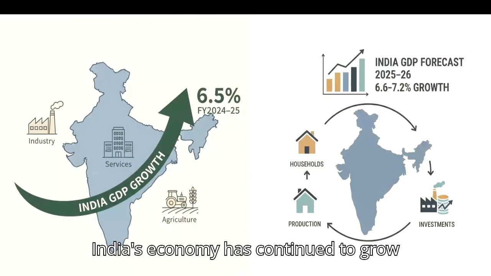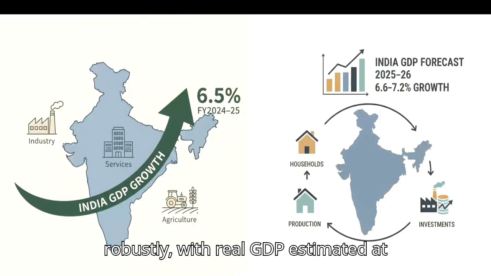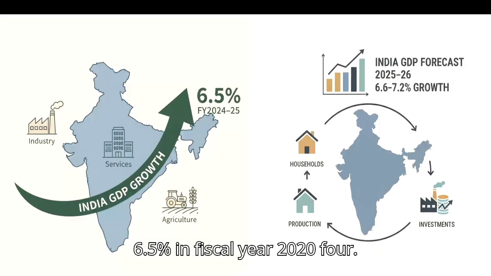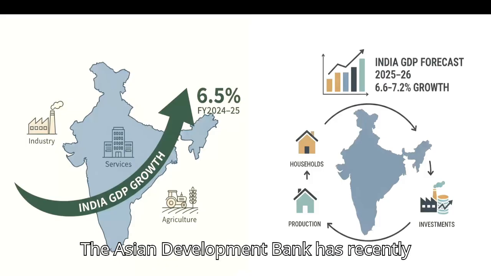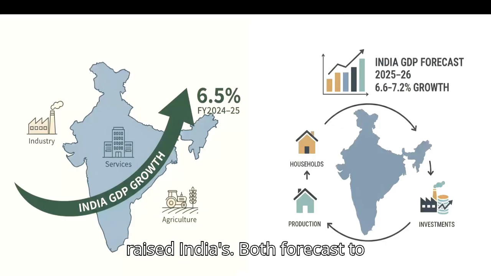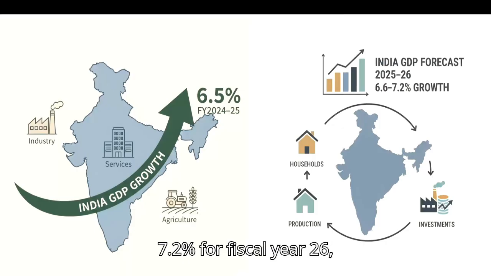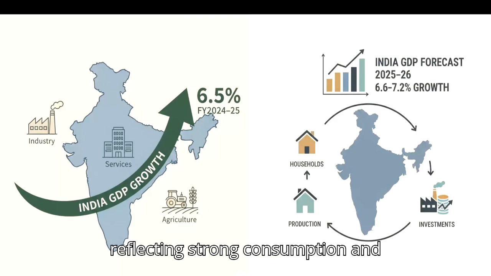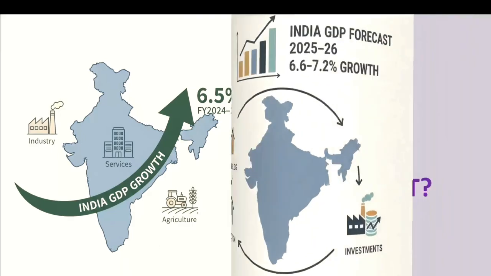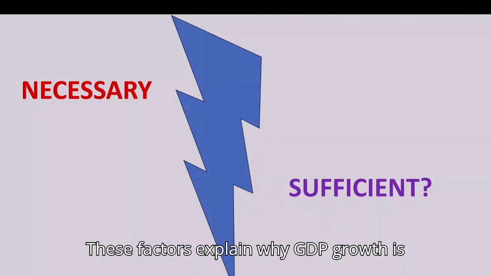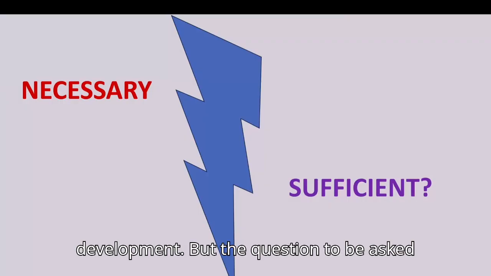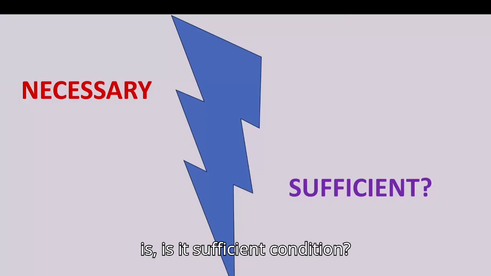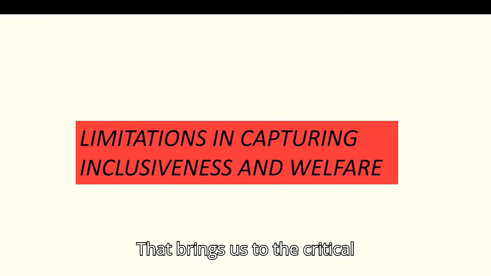India's economy has continued to grow robustly, with real GDP estimated at 6.5% in fiscal year 2024-25 and projected to expand in 2025-26. The Asian Development Bank has recently raised India's growth forecast to 7.2% for fiscal year 26, reflecting strong consumption and investment dynamics. These factors explain why GDP growth is considered a necessary condition for development, but the question to be asked is, is it a sufficient condition? That brings us to the critical aspect of GDP as a tool to assess development.